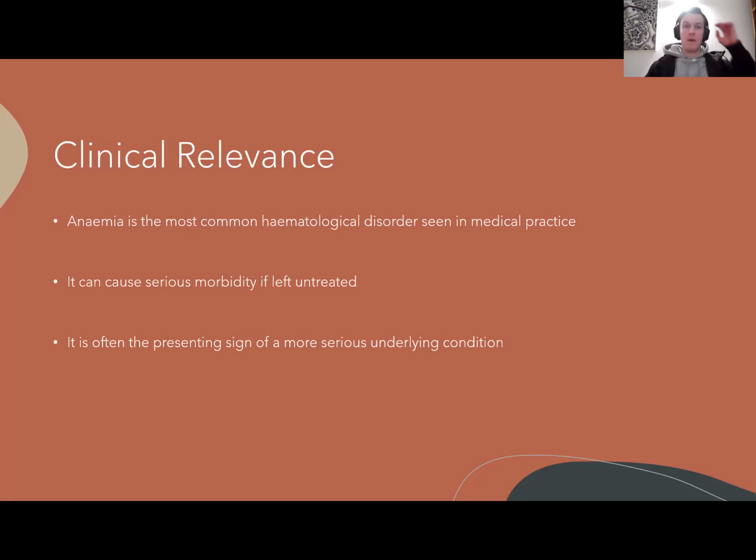Clinical relevance. Anemia is the most common disorder that you'll see in practice. Lots of people in hospital and in the community will be anemic. It can make people very unwell, and it often goes as the presenting sign of something a bit more serious. So when you see it, it's not something to be ignored. You need to try and find out what the underlying cause is, and we're going to go through a lot of those underlying causes in some detail. We'll cover the most important ones in detail, and then we'll mention briefly a lot of the other underlying reasons for people having an anemia.